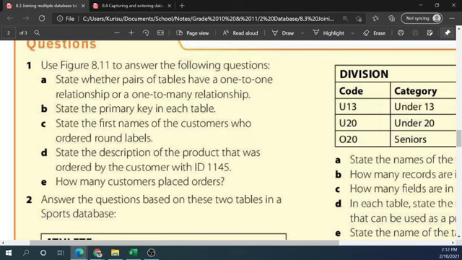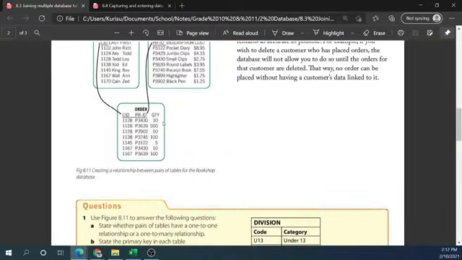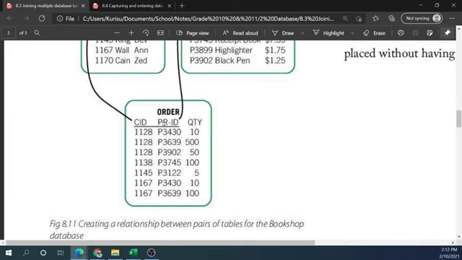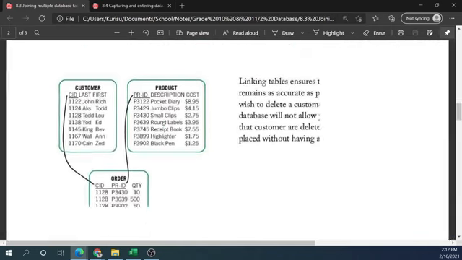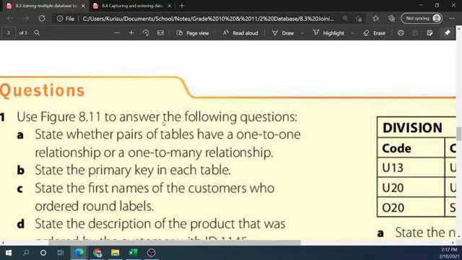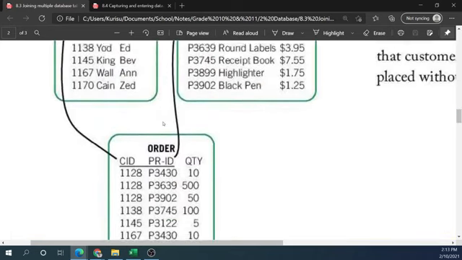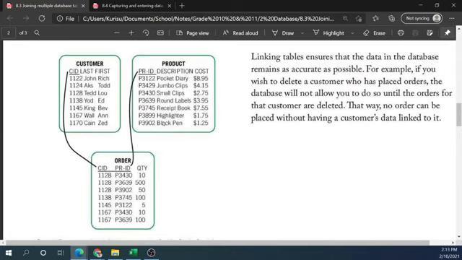In the first question, use figure 8.11 to answer the following questions. So what is 8.11? Oh, this table here. You're required to use these three tables here to answer the following questions. So question A, state whether pairs of tables have a one-to-one relationship or a one-to-many relationship. So the lines would indicate the relationship.